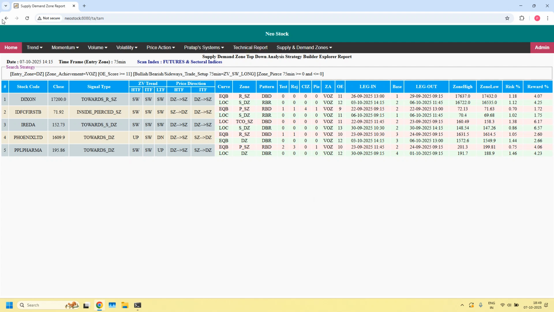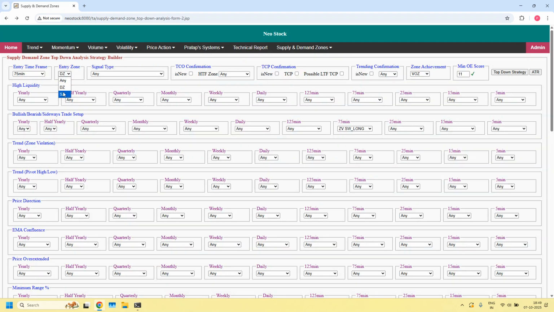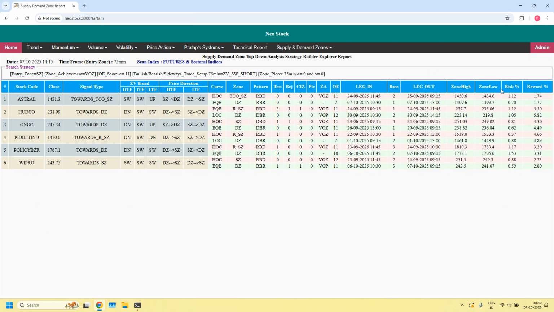Next, sideways short trade setup. Changes are 75-minute supply zone and sideways short. Let's filter. We got 6 stocks. And all the entry time frame zones are 75-minute supply zones. So total we got 6 75-minute supply zones. You should plan trades only if lesson 30.3 video checklist items are satisfied. Otherwise, higher chances of zone violation.